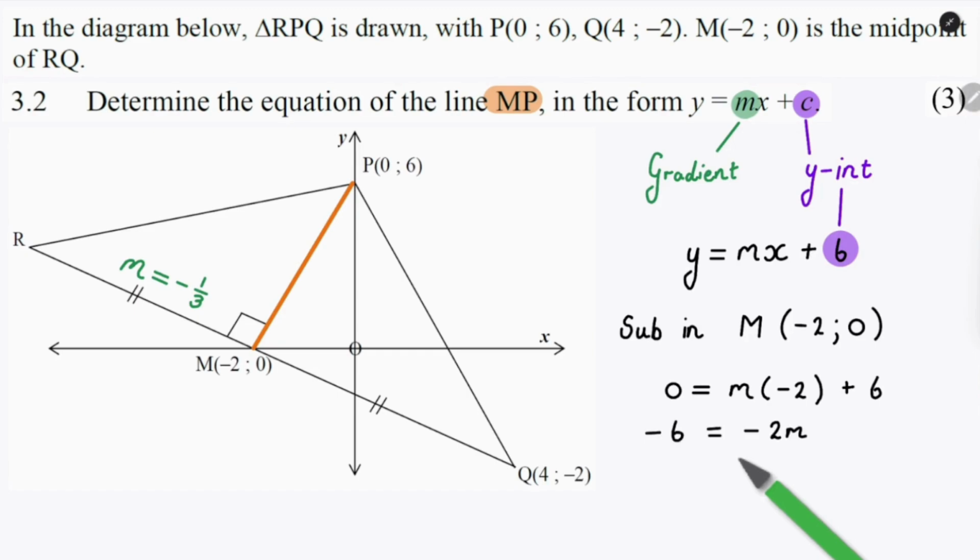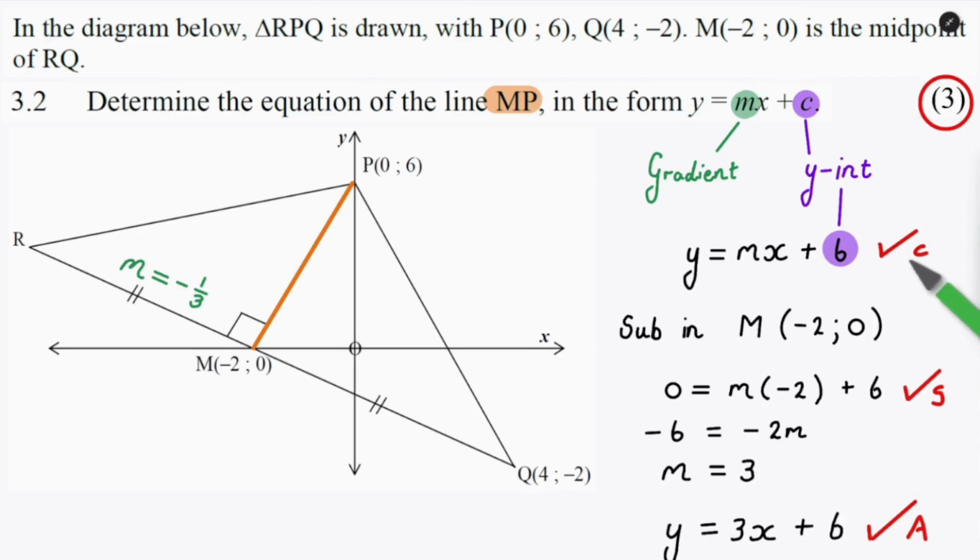I divide both sides by negative 2, and that will give me a gradient of positive 3. It makes so much sense because this is going uphill. So now we're going to put that 3 back in here to finalize the equation for MP. So let's chuck him back in quick, and we get y equals 3x plus 6 for the equation of MP.